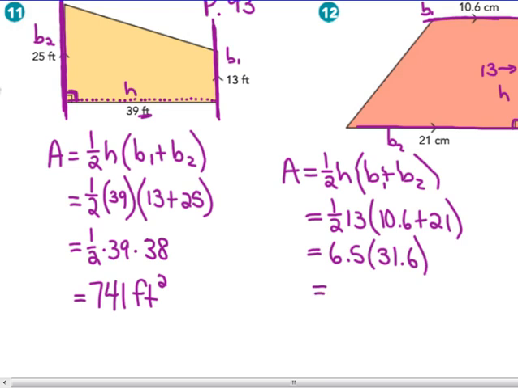Okay, I better take out a calculator to do this one. And I get 205 and 4 tenths centimeters squared.